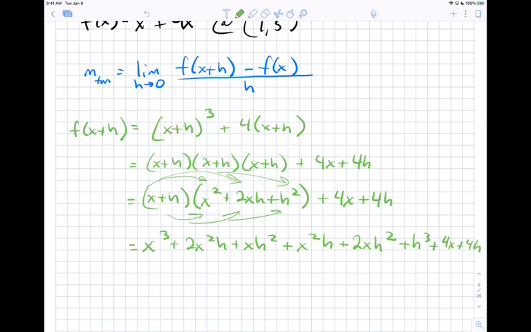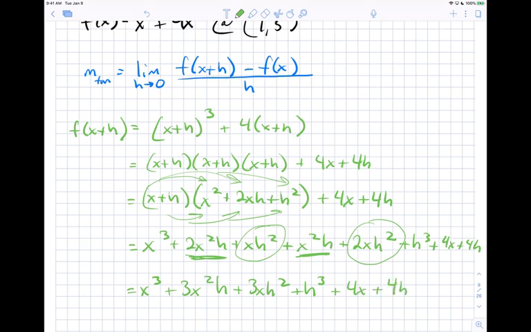Let's combine like terms. x cubed is alone. We have an x squared h here and an x squared h here, which becomes 3x squared h. We have an xh squared and another 2xh squared, and those become 3xh squared. The h cubed is alone, and then the 4x and the 4h. I think that's as far as we can take those.